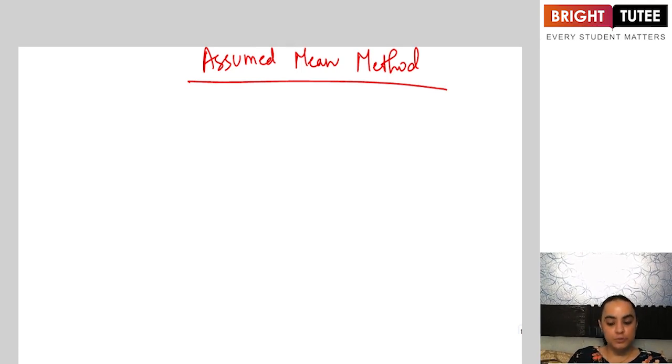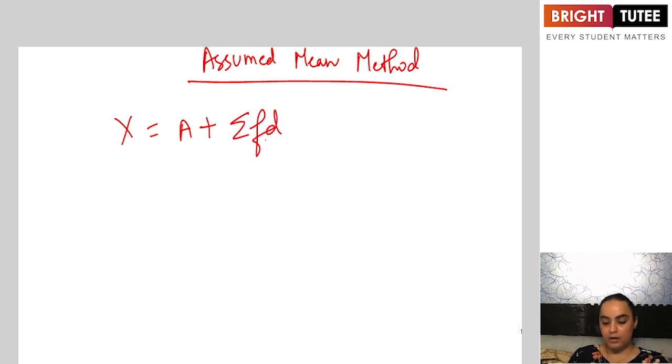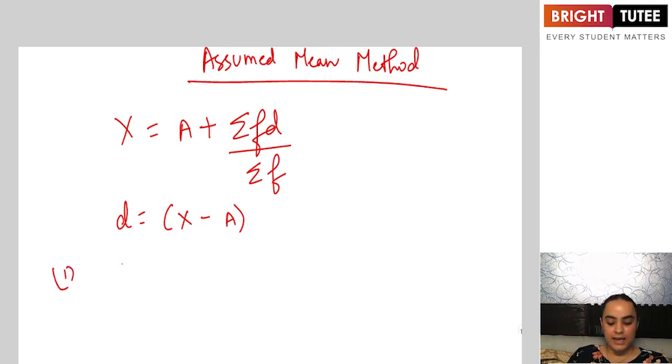What is the assumed mean method? The formula is mean is equal to A plus the sum of FD divided by the sum of F. This is the formula for calculating the mean according to the assumed mean method, divided by the sum of frequency. Again, what is D? D is X minus A. From where are you going to take the A now?